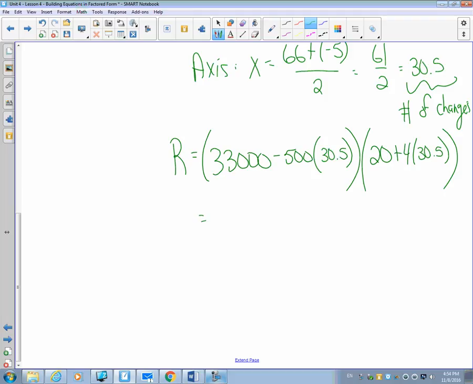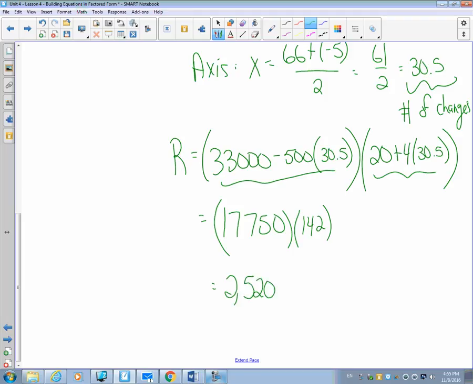Okay, and now I'm going to do the math for each of these brackets. I'm going to do them separately, there's a reason why, just trust me on this. So I'm going to do just the 33,000 part there. If I do the math on that side, I end up with 17,750 times. If I do the bracket over here, we end up with 142. And then if I multiply those two things together, I end up with, here's the big number, 2,520,500.